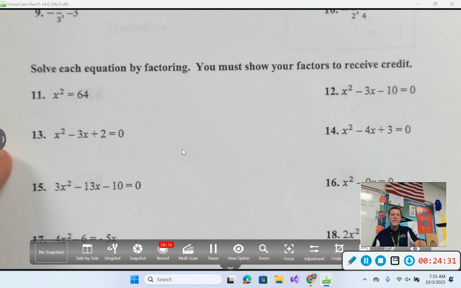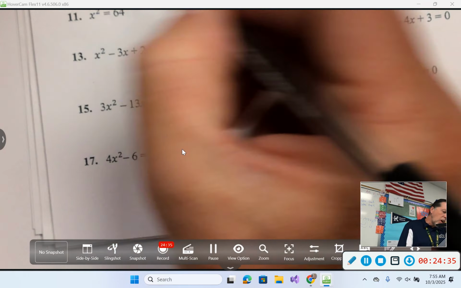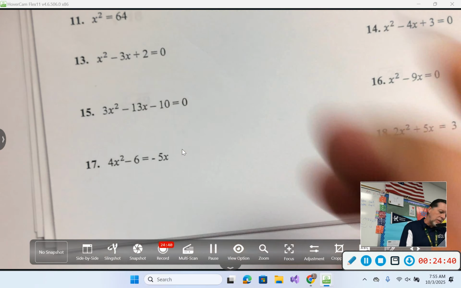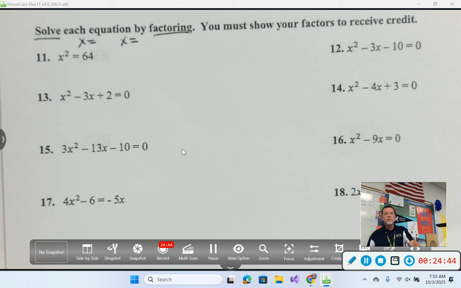7 through 10, and then the last 8 are more factoring, but solved by factoring. So you won't be done until you get x equals something. Right, so don't just factor. Make sure you factor and solve.